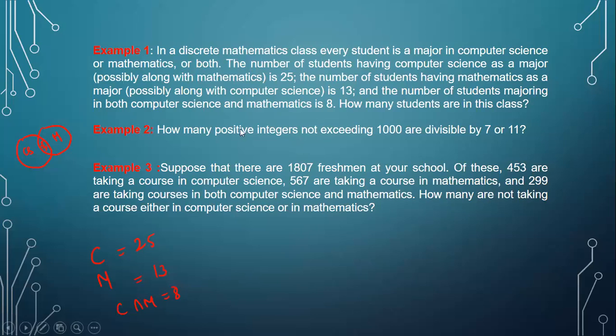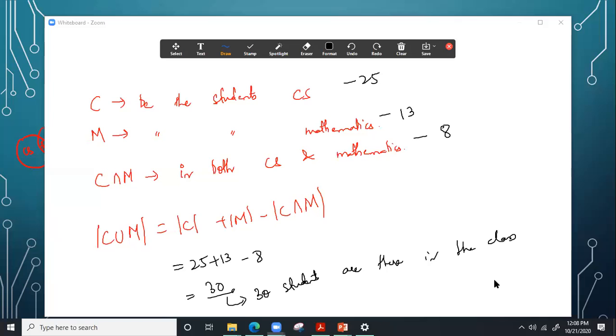Next question: how many positive integers not exceeding 1000 are divisible by 7 or 11? So the positive integers divisible by 7 or 11. This question is similar to the one that I have done with 3 or 5. In that case, what you can do is consider the values 7 and 11 and follow the same method as I have shown you in the earlier example. Let's see.